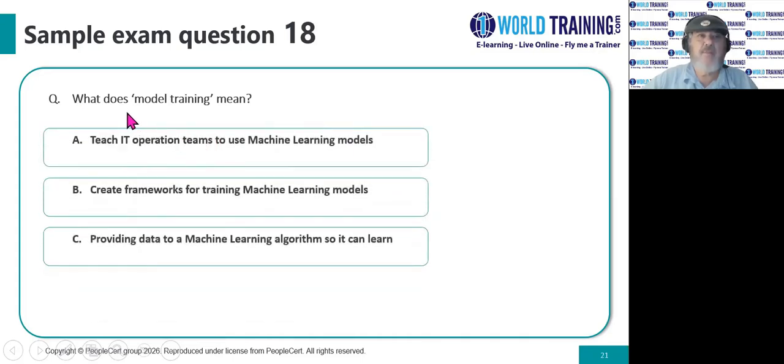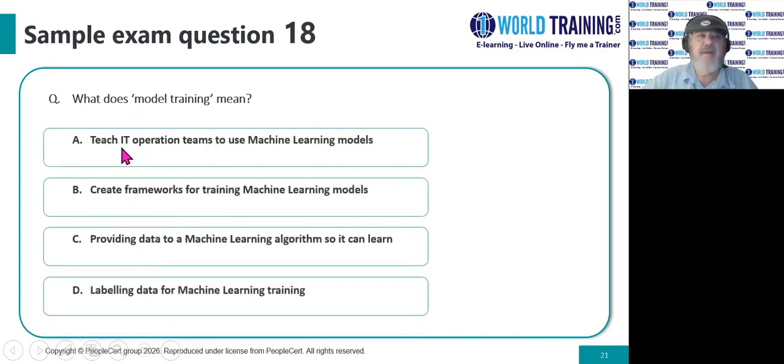Question 18, what does model training mean? Each IT operation teams, no, it's not about teams, creating frameworks for training machine learning models. Not exactly. Providing data to machine learning algorithms. So it can, yes. Labeling data for machine learning, no. So C, I think, is the best answer.